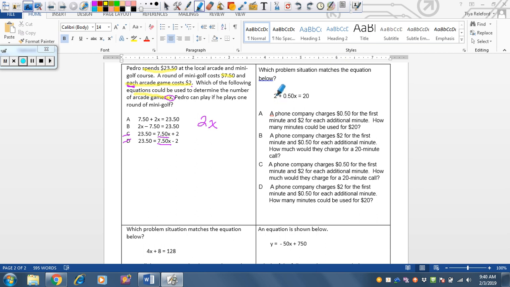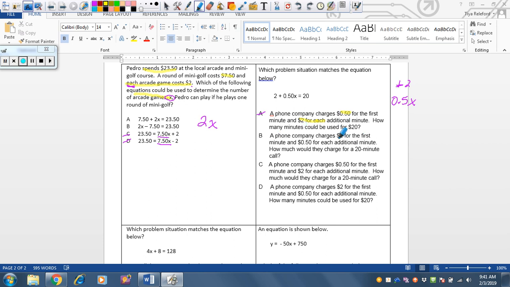So we need a positive 2, and we need 50 cents being multiplied, right? So a phone company charges 50 cents for the first minute and $2 for each additional minute. Is that a plus 2 and a times 50? No, that 2 is being multiplied because it says $2 each. So get rid of A.